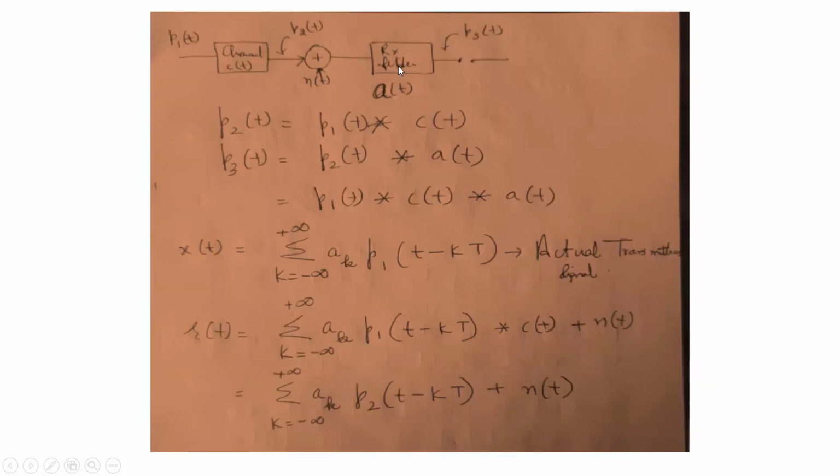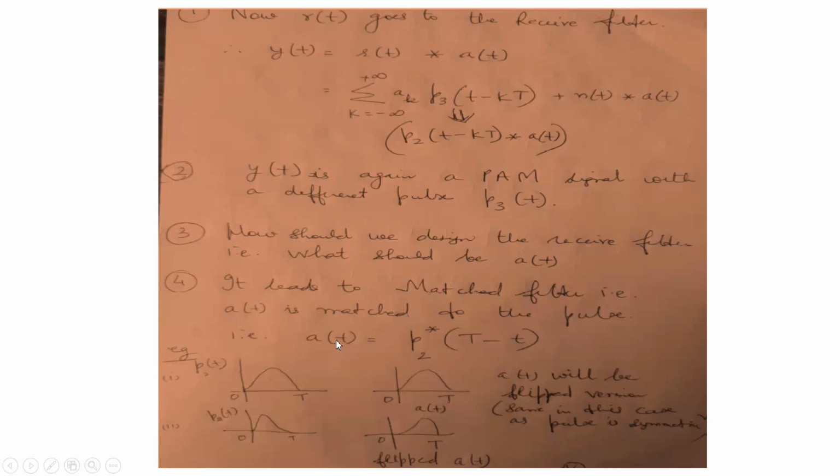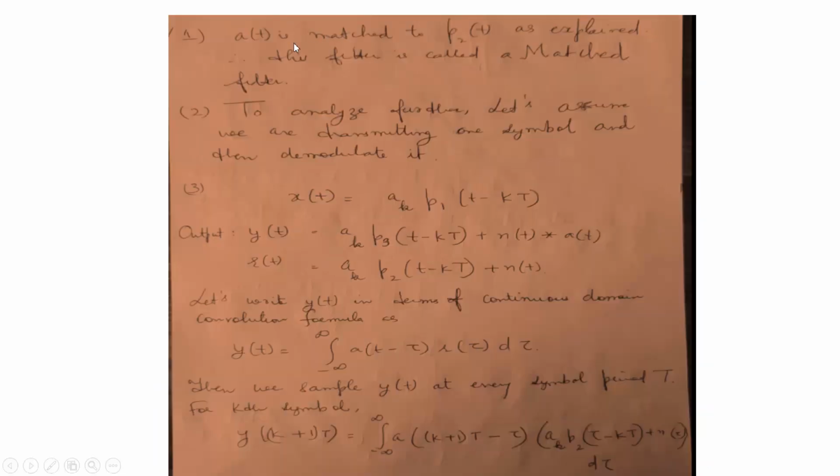And if we design this receiver filter with this relationship between the impulse response and p2(t), then we will get the optimum filter, which actually maximizes the signal to noise ratio. So this is a matched filter. a(t) is matched to p2(t). As explained, this filter is called a matched filter.